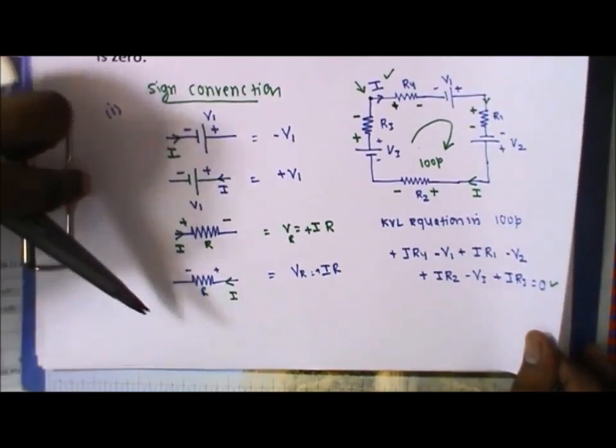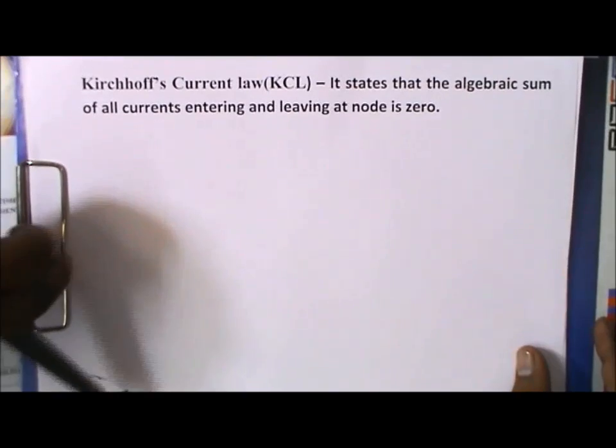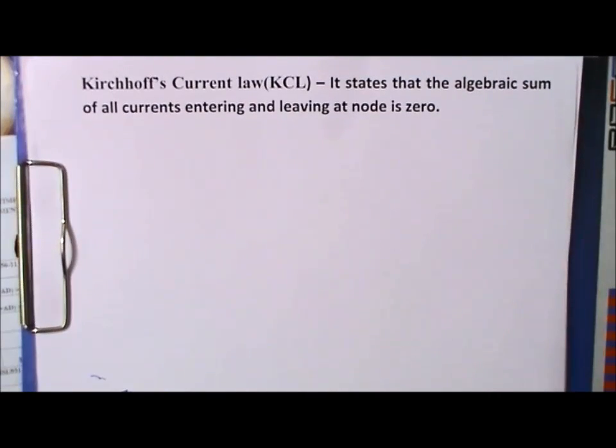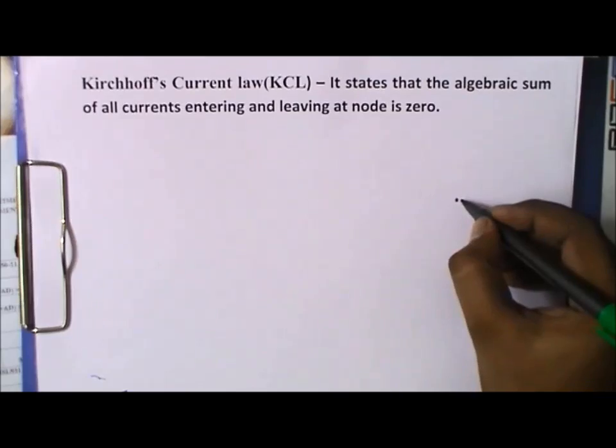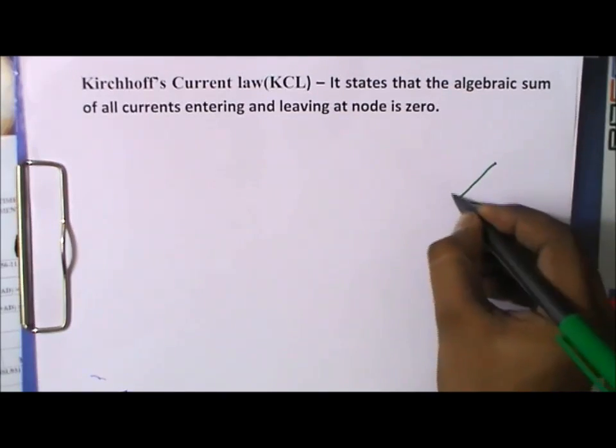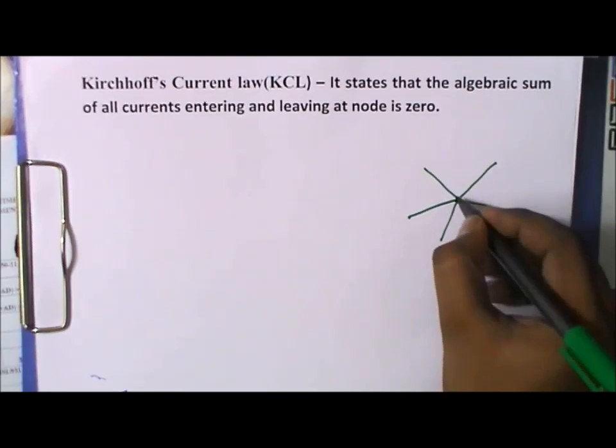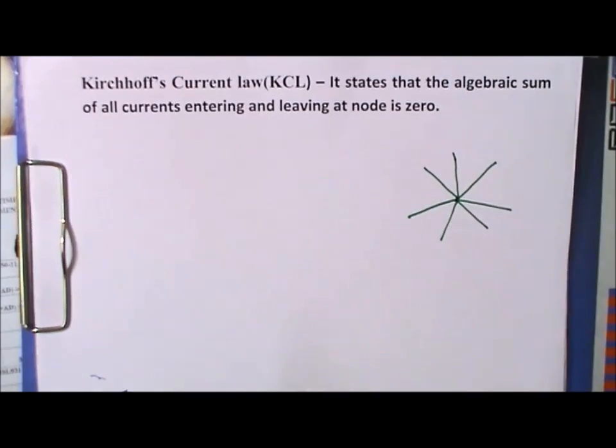Now we have to move towards the second law. This is basically the KCL, Kirchhoff's current law. This law states that the algebraic sum of all the currents entering and leaving at a node is equal to 0. What is the significance? Let us suppose a circuit has a node at this point. Node means a junction where two or more elements are joined, where the current division is possible, that we call a node.